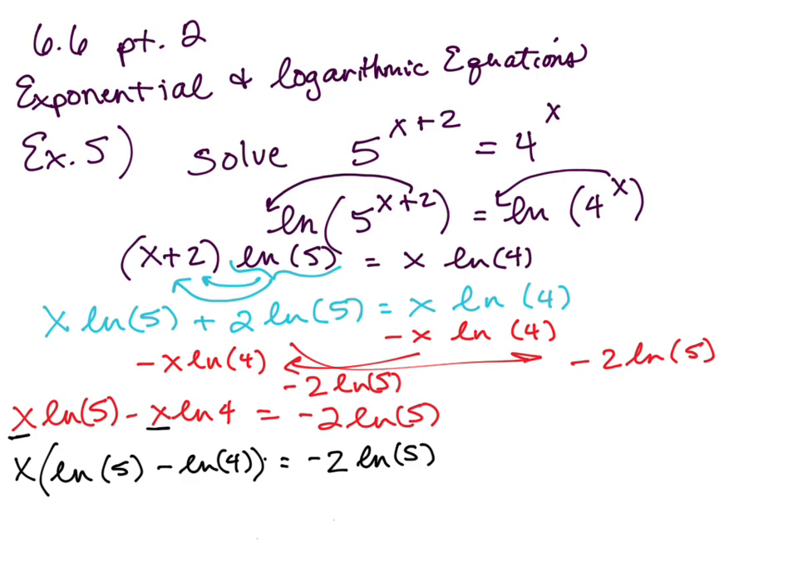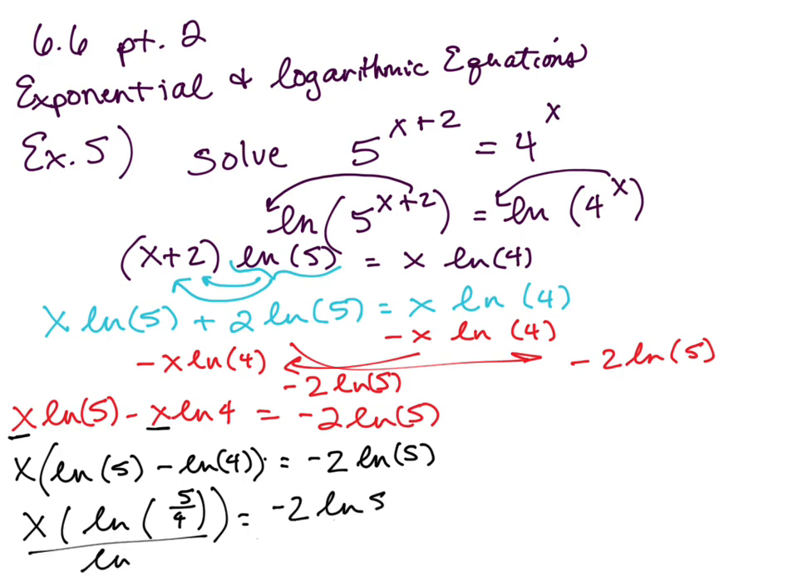In my last class, they preferred to call this x times natural log of 5/4 because it's natural log 5 minus natural log 4. And the quotient rule says if they're subtracted, I can consolidate by dividing. I liked that move. I thought that was a nice idea. So now we can divide by that natural log 5/4.